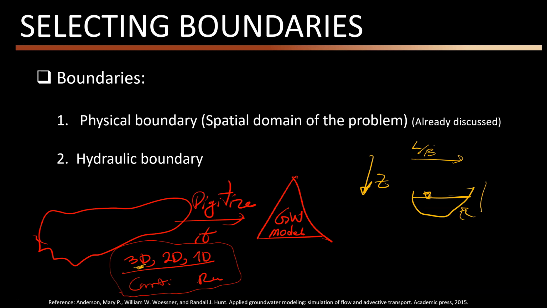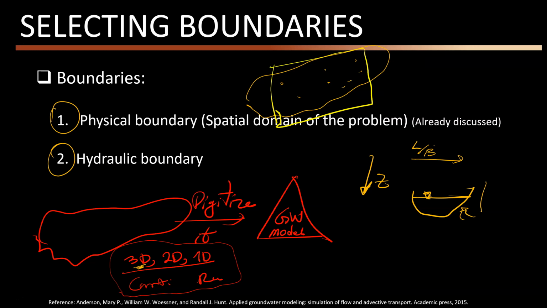But after figuring out the dimension of your model, you need to think about the boundaries. There are two types of boundaries that we can define. The first is the physical boundary, so how big our model is. We already talked about this: if you have a well field, the city may define it as a beautiful square block like this, but hydraulically, this is not a boundary that I can work with. So sometimes we have to extend it, sometimes we have to squeeze it.